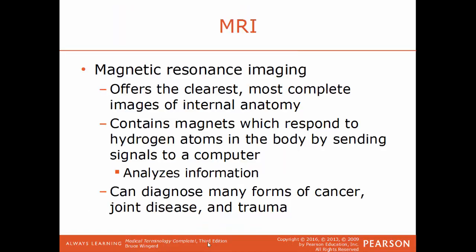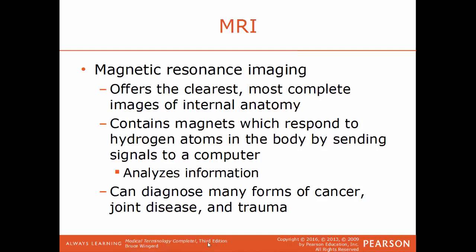Next one, MRIs. Magnetic resonance imaging. This type of scanning technique will offer the clearest, most complete images of the internal anatomy. This will contain magnets, very strong magnets, that will respond to hydrogen atoms in the body by sending a signal to a computer, and that computer will analyze that information. MRI is used to diagnose multiple types of cancers and joint disease and traumas.